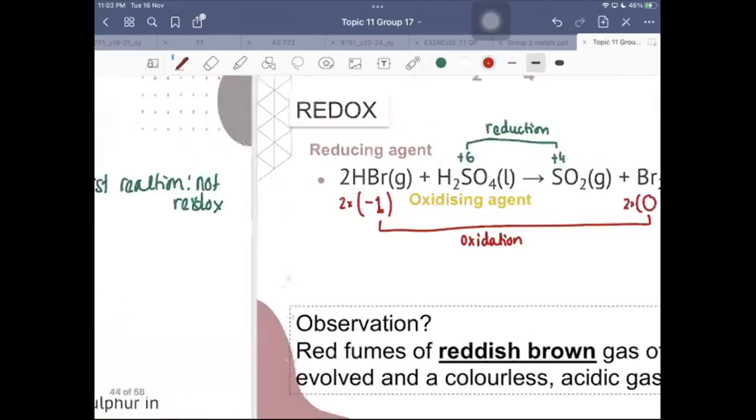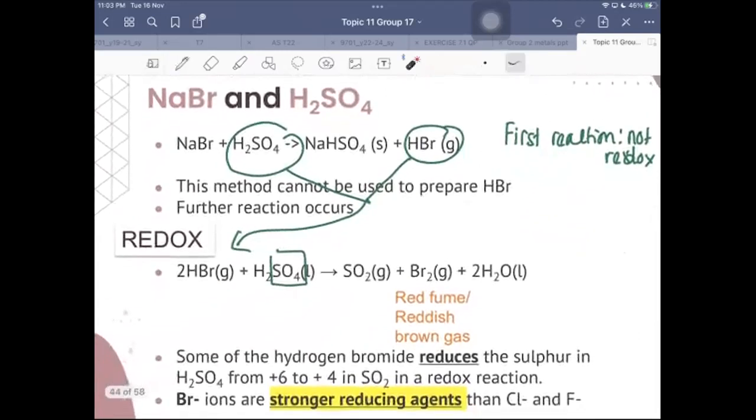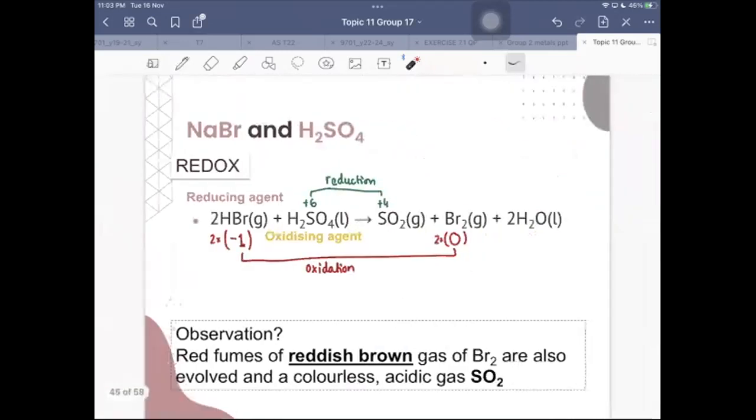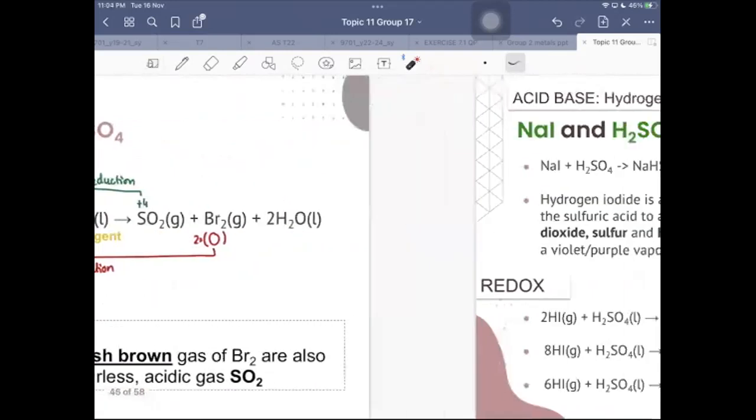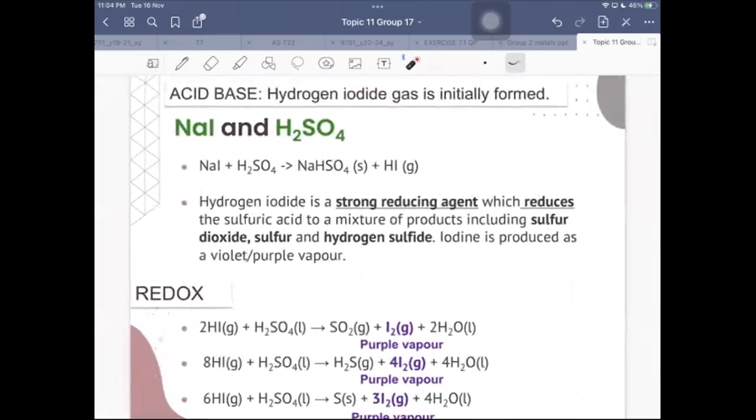I will not observe the white fumes of HBr, because the moment I have HBr, it will immediately react with the sulfuric acid. It will reduce the sulfuric acid. But this doesn't happen with hydrogen chloride, because hydrogen chloride is not a strong enough reducing agent. It cannot reduce the sulfur in the sulfuric acid.